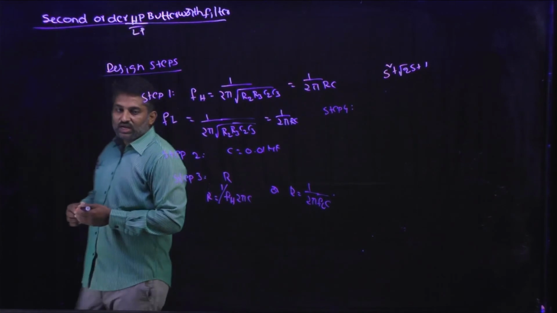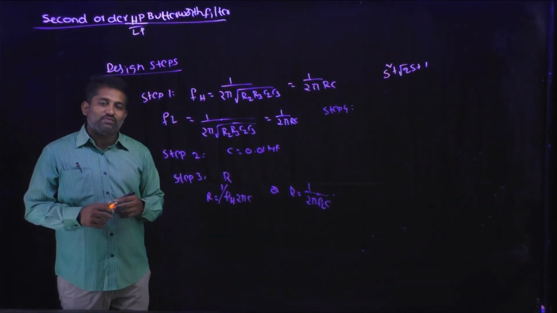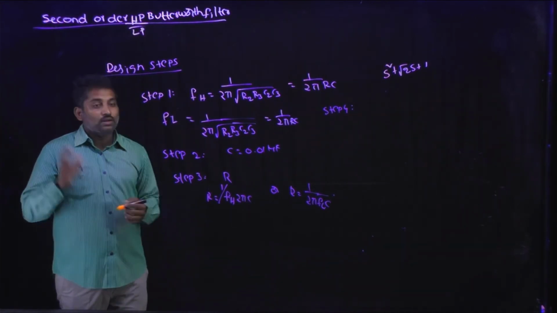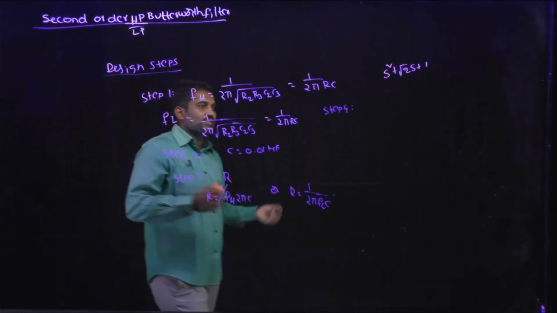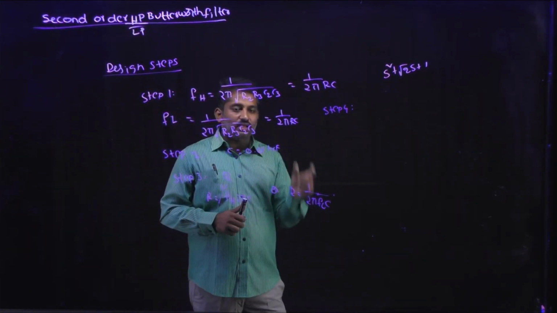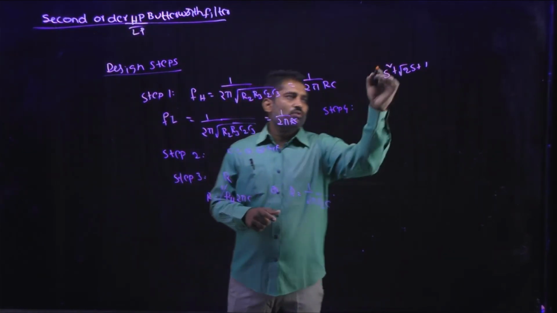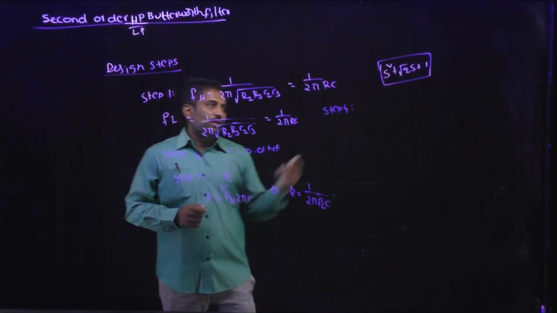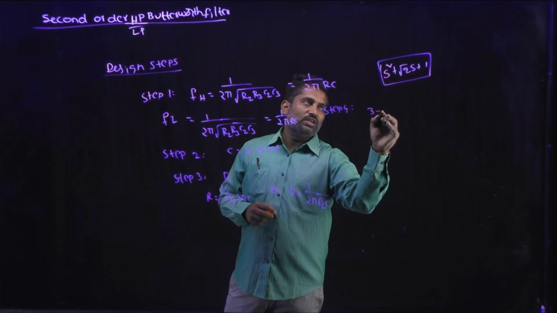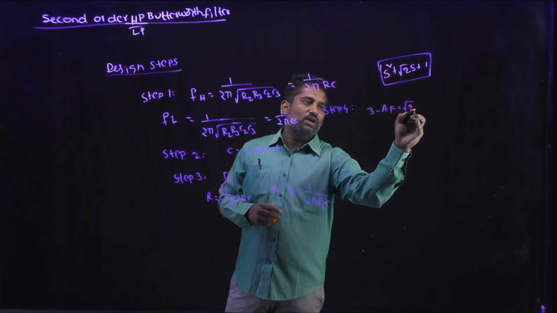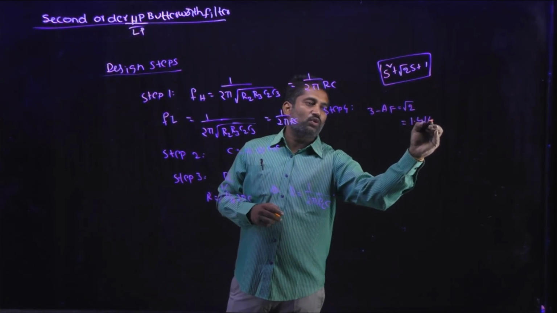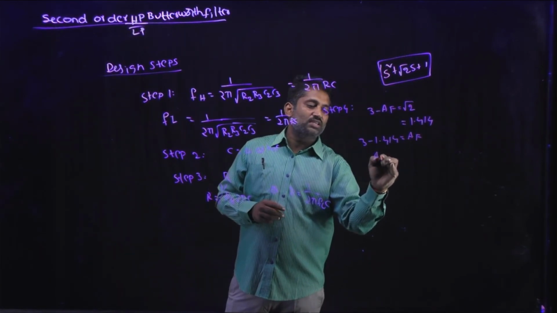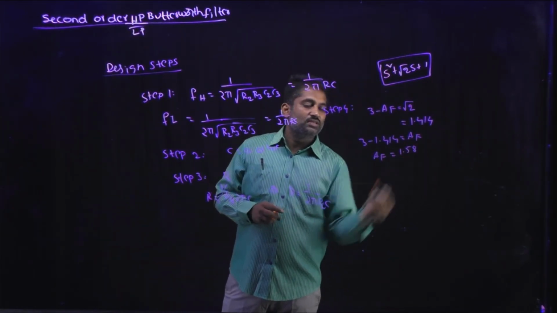Next, coming to step 4. For the first order low pass Butterworth filter, for the calculation of RF and R1 values, you require the gain. But in this case, if you observe the second order Butterworth polynomial equation, which is nothing but s square plus square root of 2 into s plus 1, the middle term in our expression, 3 minus AF, will be equal to square root of 2, which is nothing but 1.414. So 3 minus 1.414 is equal to AF. That is AF is equal to 1.58.